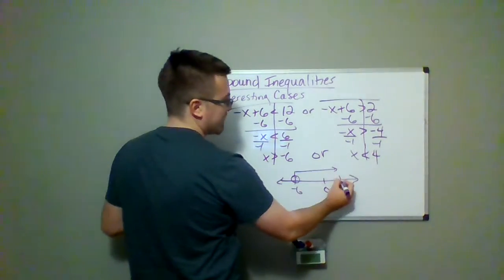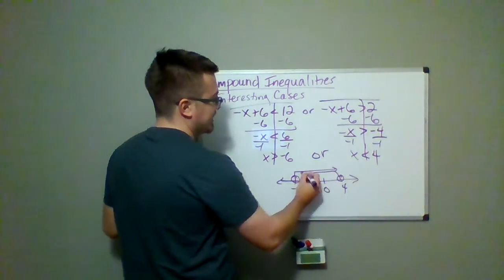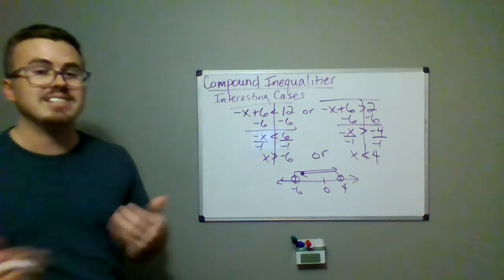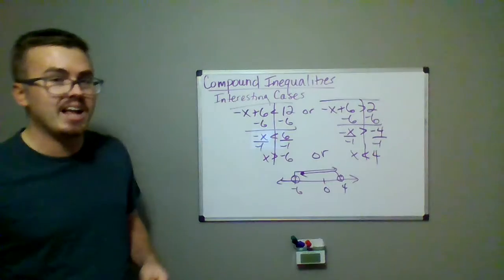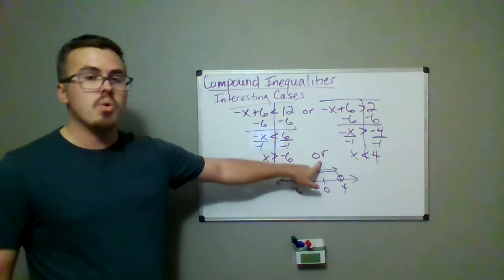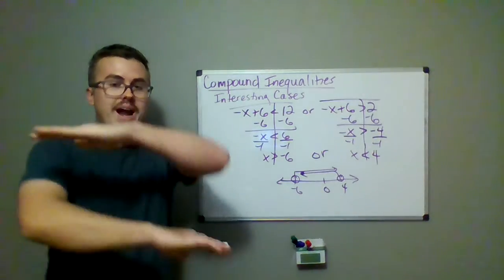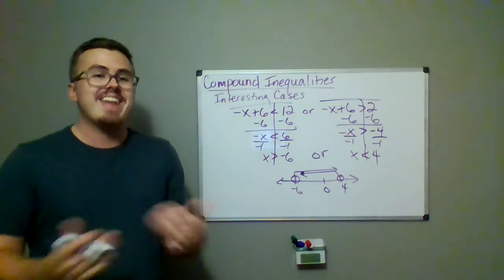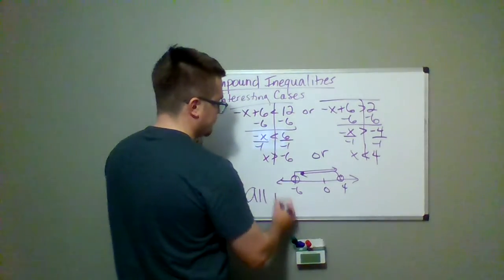Or x is less than 4, which is an open circle on 4, shaded to the left. So you might be thinking to yourself, this looks like an and problem. And you're right, this does look like an and problem. However, it's an or problem. If we get a problem that's an or problem, but the graph overlaps like this, and it looks like an and graph, that means that we have all real solutions.